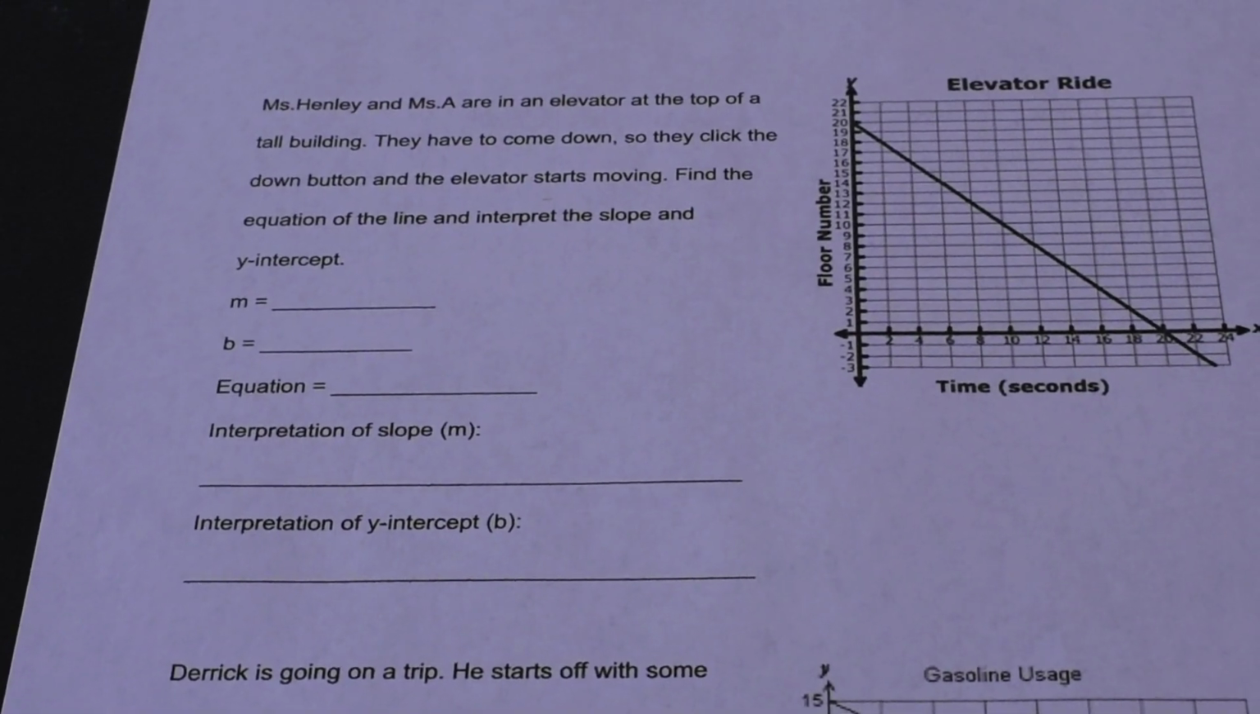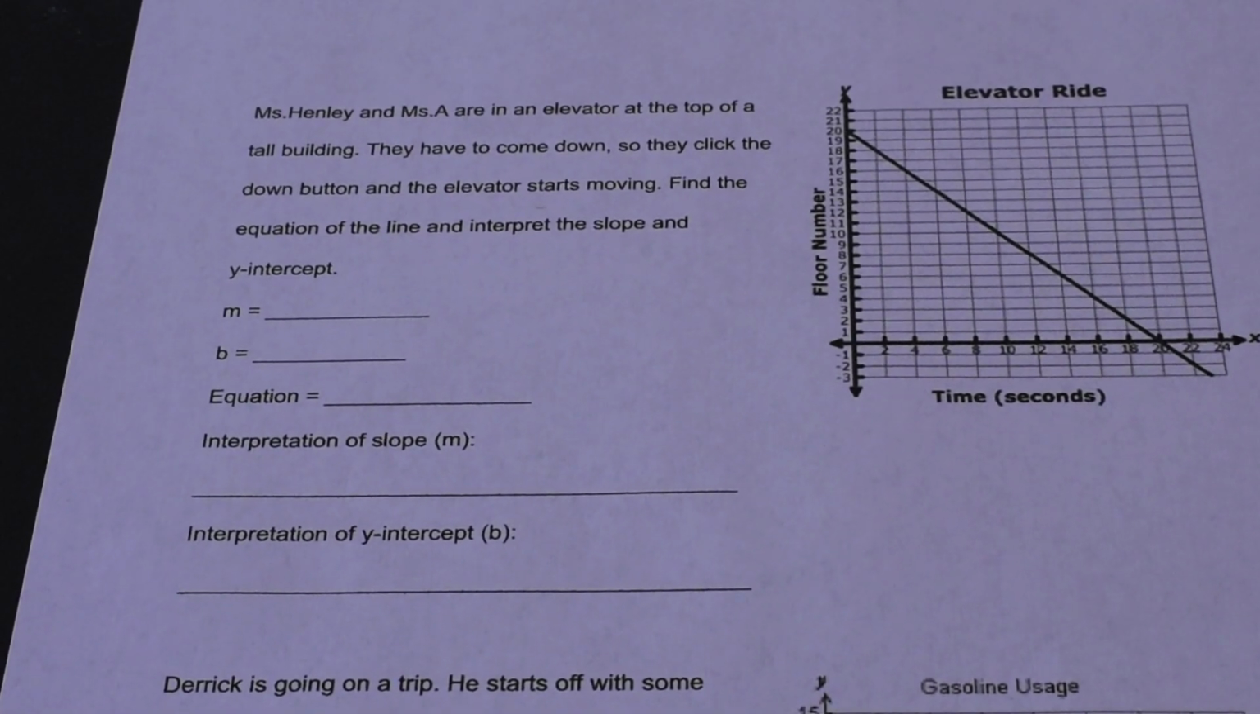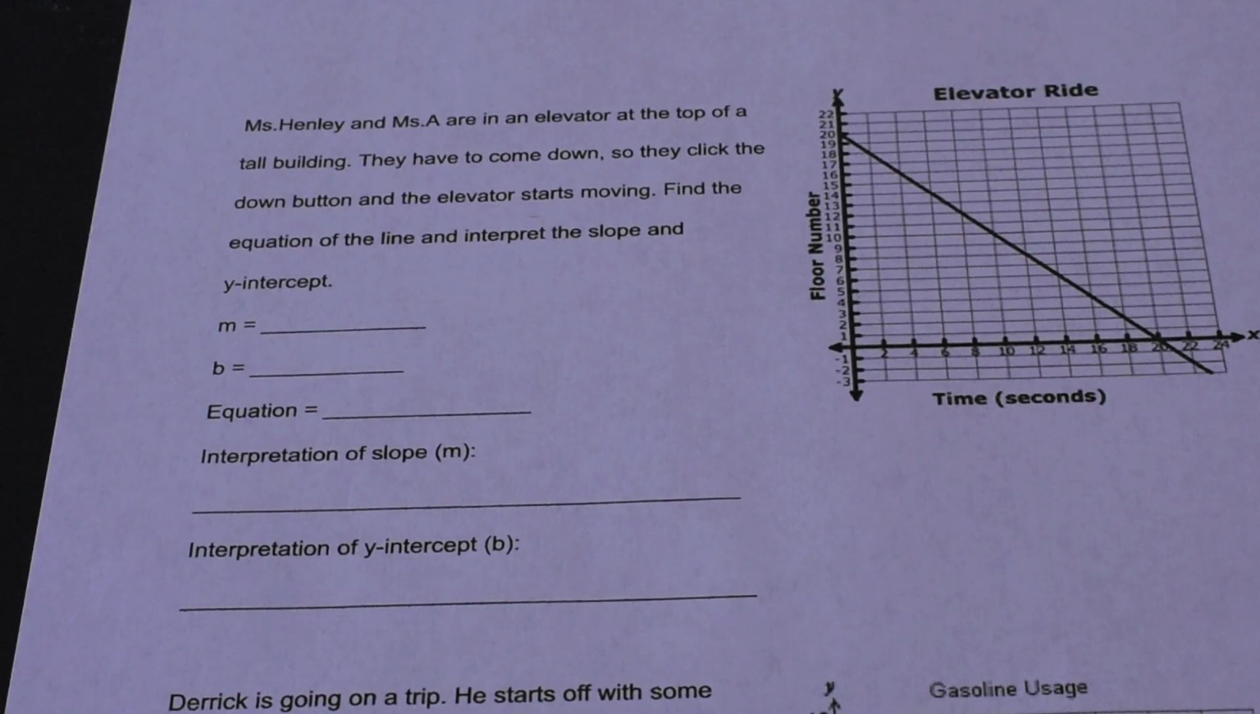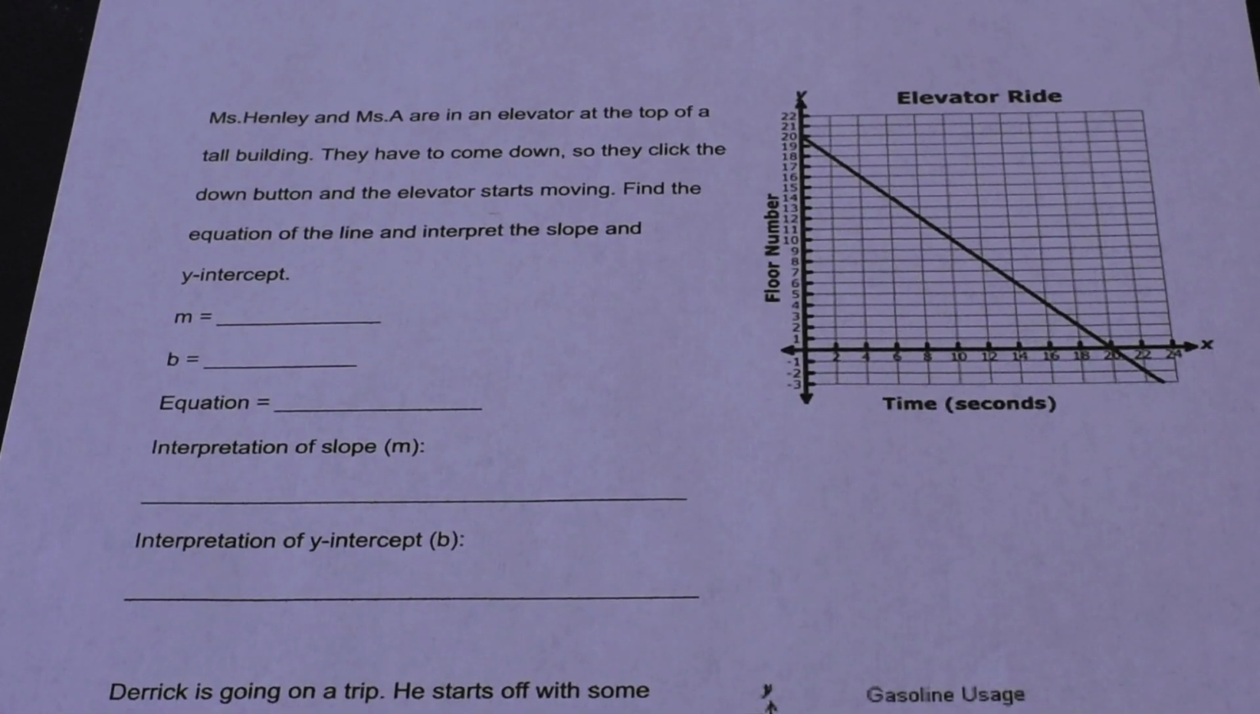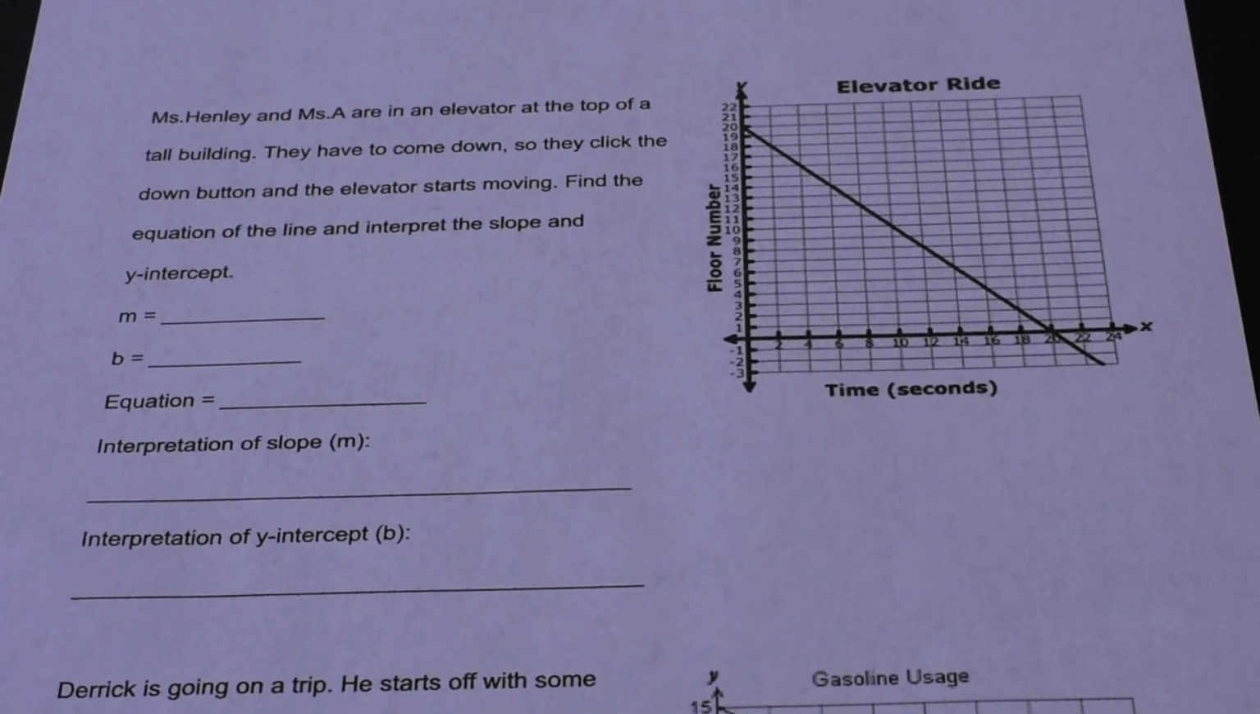We are going to do 2 more examples, and then you are going to go and practice on your own. So here's one. Miss Henley and Miss A are in an elevator at the top of a tall building. So we're in the elevator, we're chilling. But then we realize we've got to go down. So we click the down button and the elevator starts moving. We have to find the equation of the line and interpret the slope and y-intercept, doing exactly what we did on the last problem.